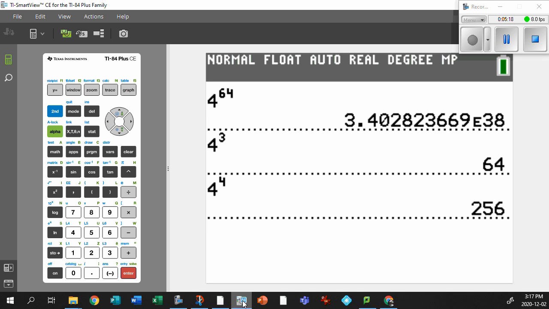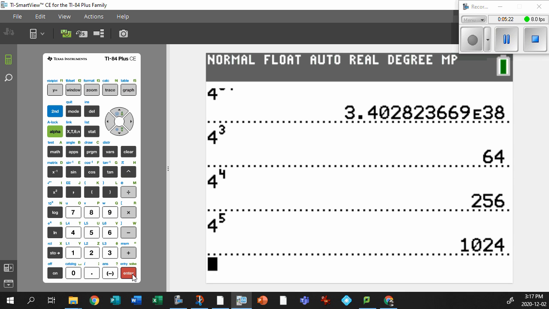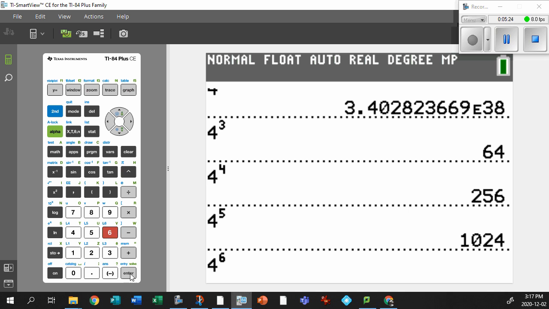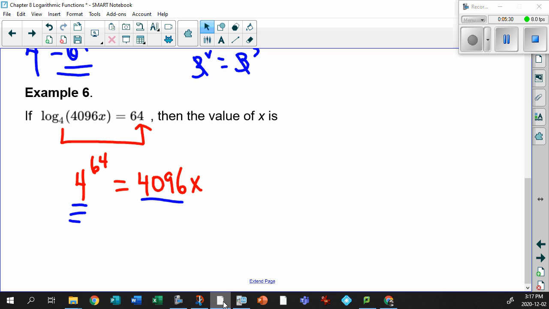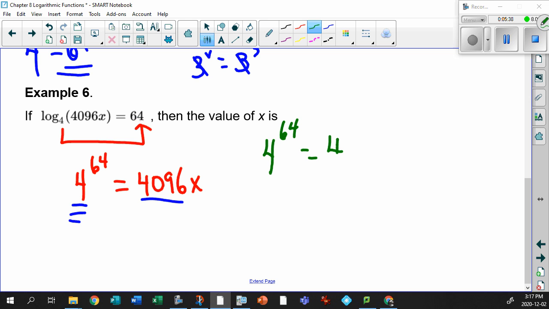Okay, so let's go 4 to the power of 5. Let's see what that is. Getting closer. 4 to the power of 6. Well, I think that's it. 4096. There it is. So it's 4 to the power of 6. There is a relationship there. So if you're looking at that, look for that relationship. 4 to the 64 equals 4 to the power of 6 times x. So basically, all we have to do now is divide each side by 4 to the power of 6.